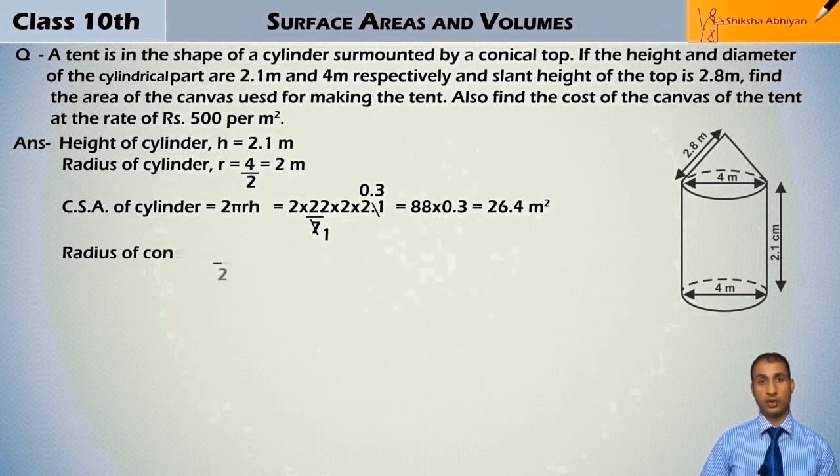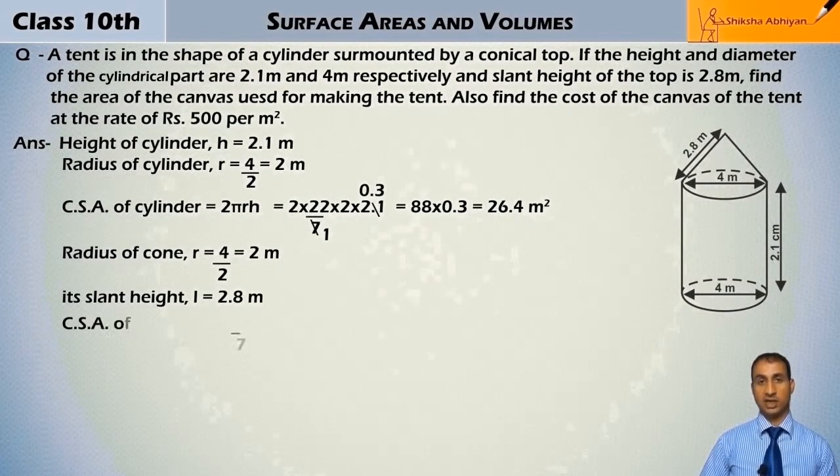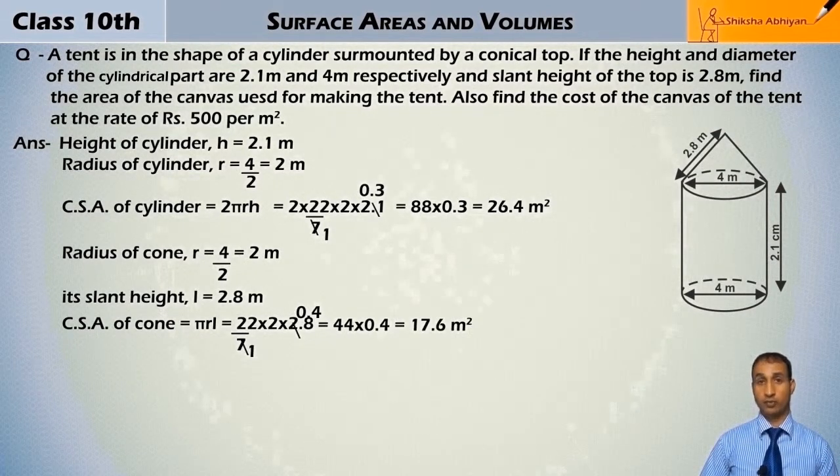Now radius of cone r is equal to 4 by 2 is equal to 2 meter and slant height l is equal to 2.8 meter. Now the curved surface area of cone is equal to pi rl, that is 22 upon 7 into 2 into l is 2.8. 7 se 2.8 ko jab aap divide karenge that will give you 0.4. Now 2 into 22 is 44 into 0.4 will give you 17.6 meter square.